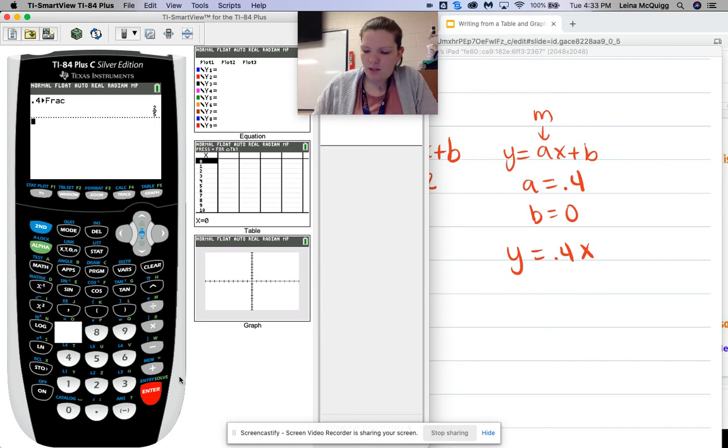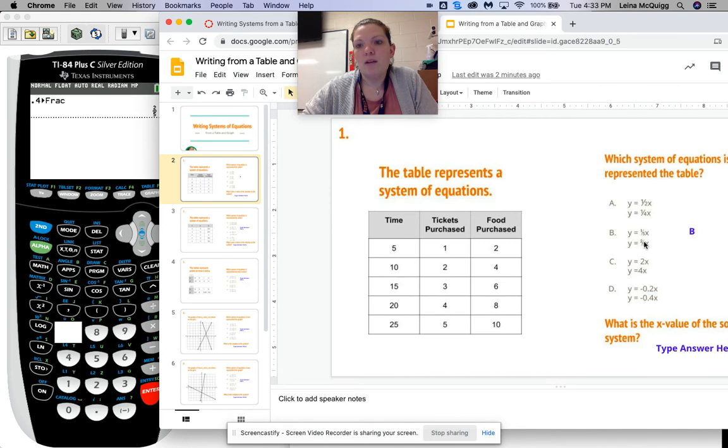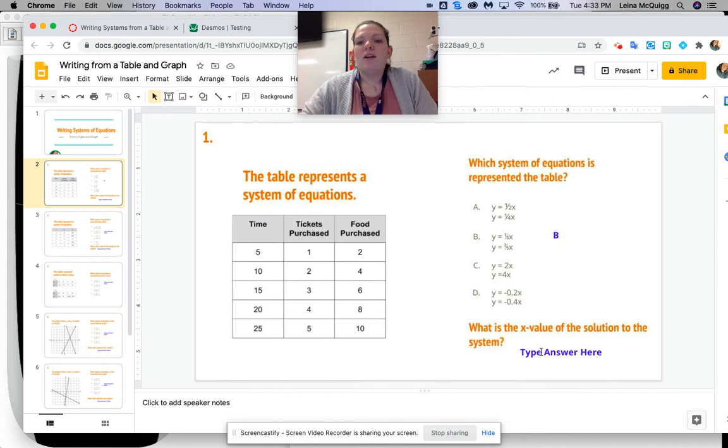And that tells us that that fraction is 2/5. So this is y equals 2/5 x. So I have these two equations: y equals 1/5 x and y equals 2/5 x. And that is B. Y equals 1/5 x, y equals 2/5 x. Okay, so now I want to know what is the x value of the solution to the system.